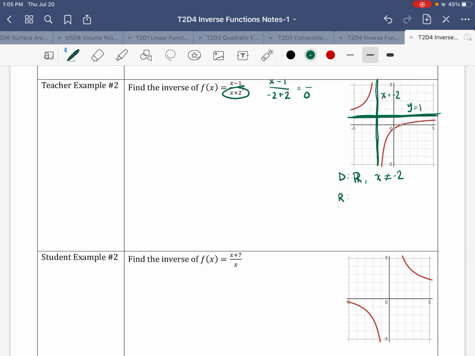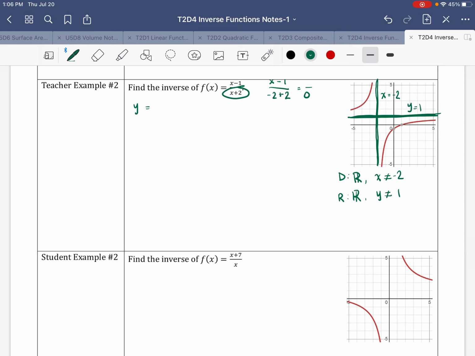Similarly, when we look at the range, we're going to have all real numbers except for where y is at 1. So y cannot equal 1. So again, the domain and range of our original function is listed here. Once we find the inverse, we know that they're going to switch. So the domain here will become the range of our inverse, and the range here becomes the domain of our inverse. The steps to finding the inverse are the same.